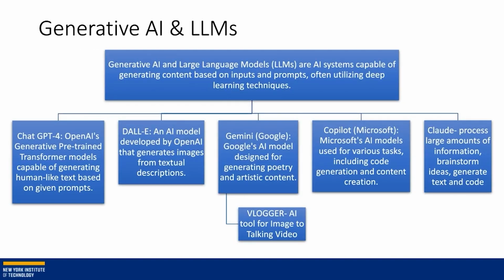Generative AI and large language models are AI systems capable of generating content based on inputs and prompts, often utilizing deep learning techniques. A few examples of these would be ChatGPT-4, DALL-E, Gemini, which is Google. Google also has a vlogger tool, Copilot, as well as Claude. Every single day, it seems like there's a new generative AI tool coming out into the universe of applications available to us. So there's definitely been more and more generative AI tools created out there.